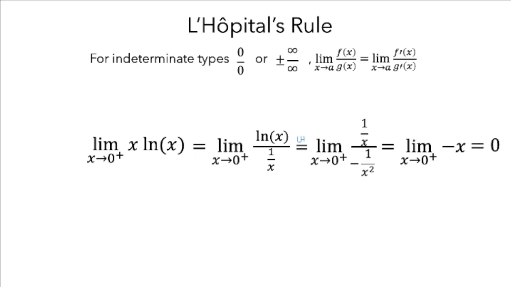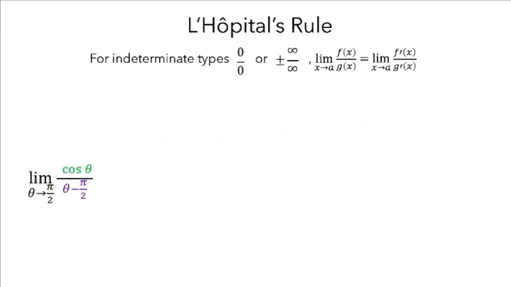Now, we've gone through 3 examples of how to use the rule. Let's think about why this rule works. To do this, let's look at the first example again. There are some formal ways to prove that L'Hopital's rule works, but I'll sketch out a basic idea here.